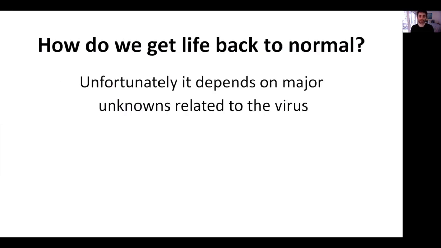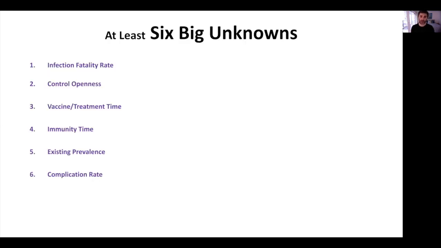Okay, so how do we get life back to normal? Well, unfortunately, doing so is going to depend on these major unknowns related to the virus. So let's talk about what those unknowns are. I've identified 6 big unknowns. There's some others that you might consider as well. But the 6 I've identified are 1, the infection fatality rate, 2, control openness, 3, the vaccine or treatment time, 4, immunity time, 5, existing prevalence, and 6, complication rate. So I'm going to go through each of those briefly.